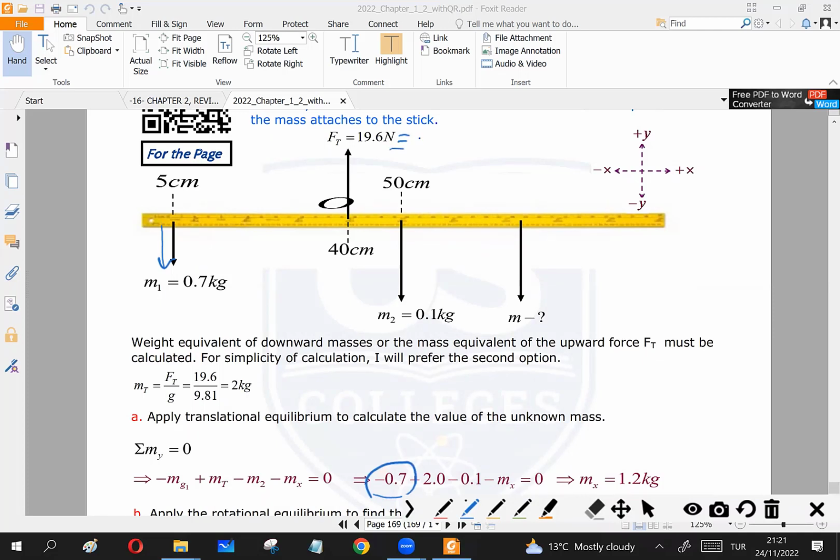19.6 is equivalent to a mass which is 2 kilogram. I calculated it here. So it is in the positive y direction. That's why I am going to write it positive 2. 0.1 is in the negative y direction. I am going to write negative 0.1. And the unknown mass, I will say mx, is in the negative y direction. I write negative mx. The sum of them is going to be equal to 0. Mathematically, if you continue from this, you will find this unknown mass is equal to 1.2 kilogram. And then this question is completely done. And I didn't even change the numbers.